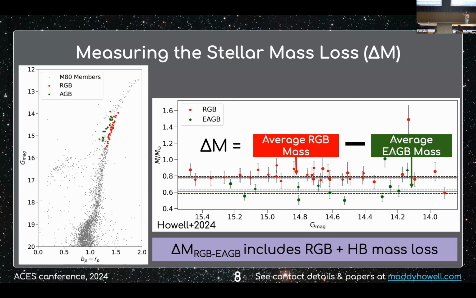One caveat to this is because we weren't able to detect solar-like oscillations in the horizontal branch, this integrated mass loss includes both the red giant branch and horizontal branch mass losses. But horizontal branch mass loss is thought to be insignificant, so it is a good proxy for RGB.